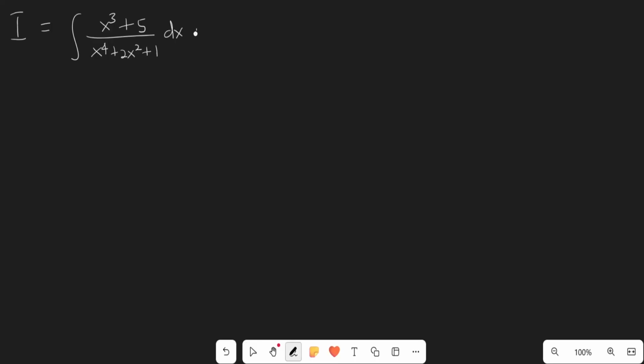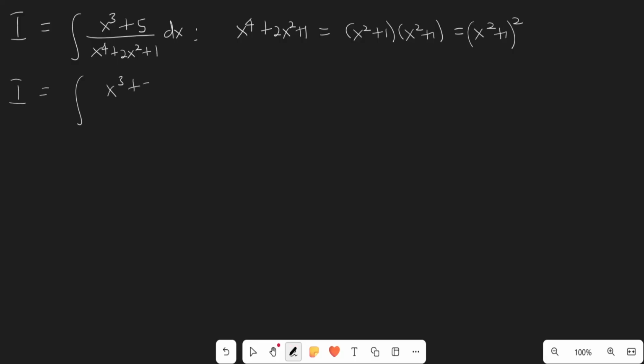So here, let's look at the denominator again. So x raised to the power 4 plus 2x squared plus 1. We can see that this one is the same as x squared plus 1 multiplied by itself, x squared plus 1, right? So when we FOIL this, that is going to evaluate to x to the power 4 plus 2x squared plus 1. And that is x squared plus 1 multiplied by itself, which is x squared plus 1 squared, right? So this integral is going to be the integral of x to the third plus 5 at the numerator divided by x squared plus 1, all squared, dx.